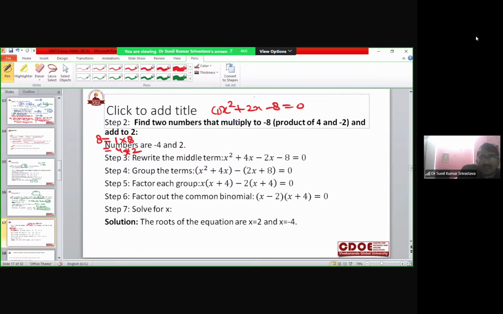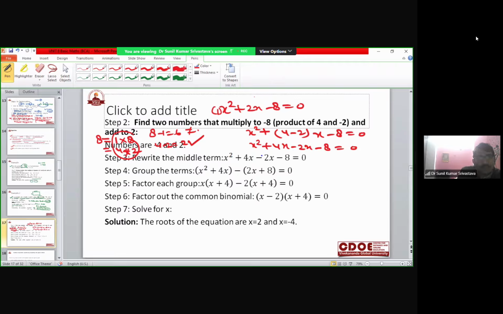Okay. Now we see the sign of the constant term. The constant term sign is minus. So we take the factors whose difference is equal to the middle term. So 8 minus 1 is 7, which is not accepted. But 4 minus 2 is equal to 2, it is fully accepted. So factorization will be in that way. x square plus 4x minus 2x minus 8 is equal to 0.